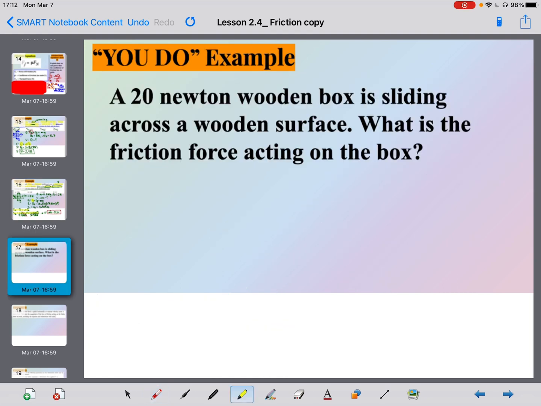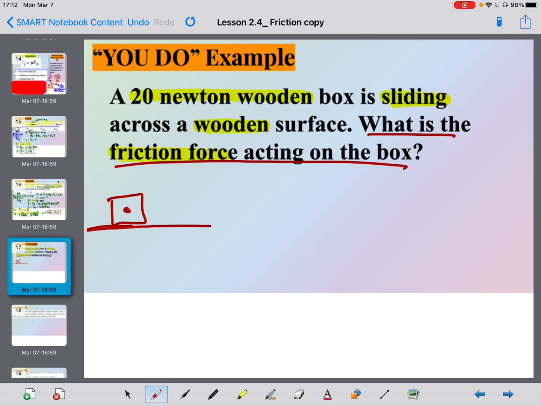All right, and finally, let's do this example. I have a 20 Newton wooden box. It is sliding across a wooden surface. What is the force of friction acting on the box? Again, we're going to underline our question and draw a free body diagram. We'll make sure that it makes contact. FG is always pulling down, FN is always pulling up. It is sliding across, so there is some sort of FA, and there is also some frictional force that we are going to solve for.